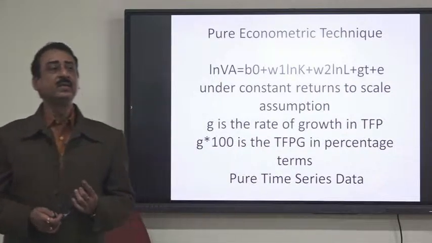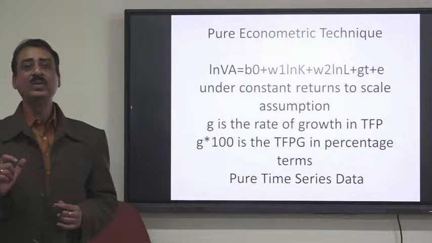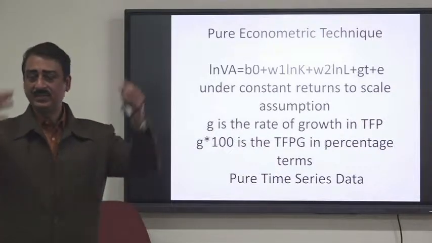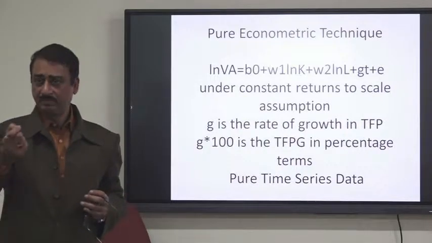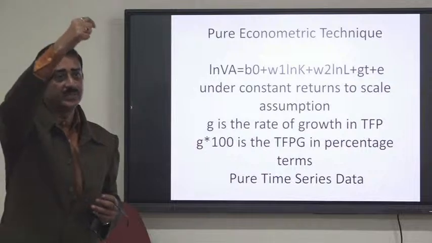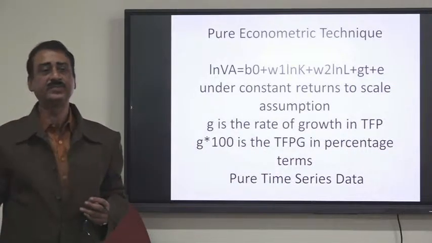But here you must remember that this kind of an exercise can be done only when you have pure time series data. Time series data in the sense, for a given industry, let us say the chemical goods industry, a particular firm is manufacturing chemical goods. So you have the information starting from 1980 to 2024, and then you calculate these values.